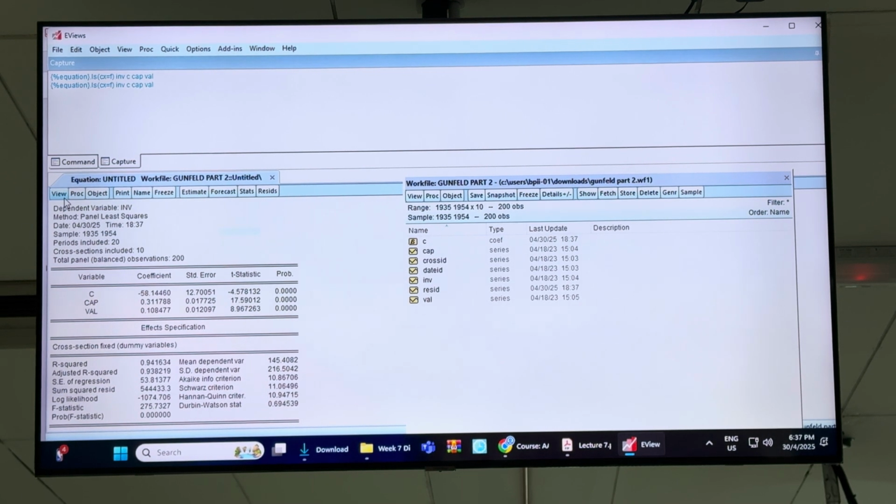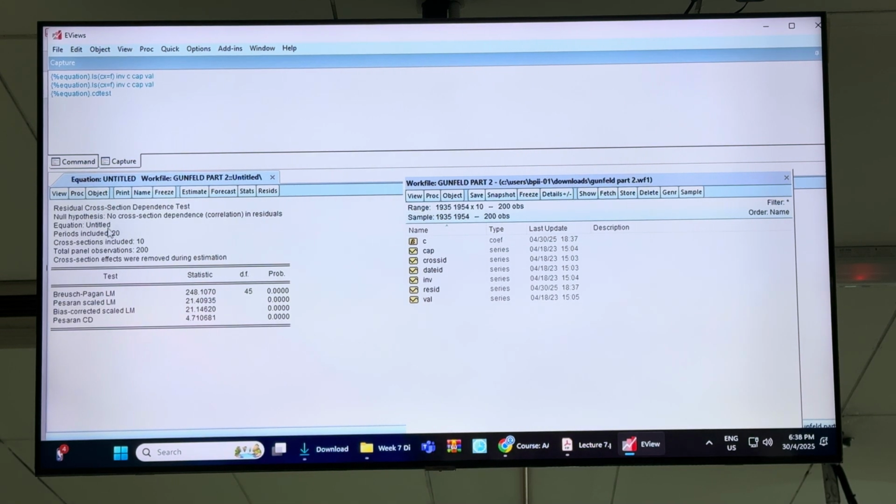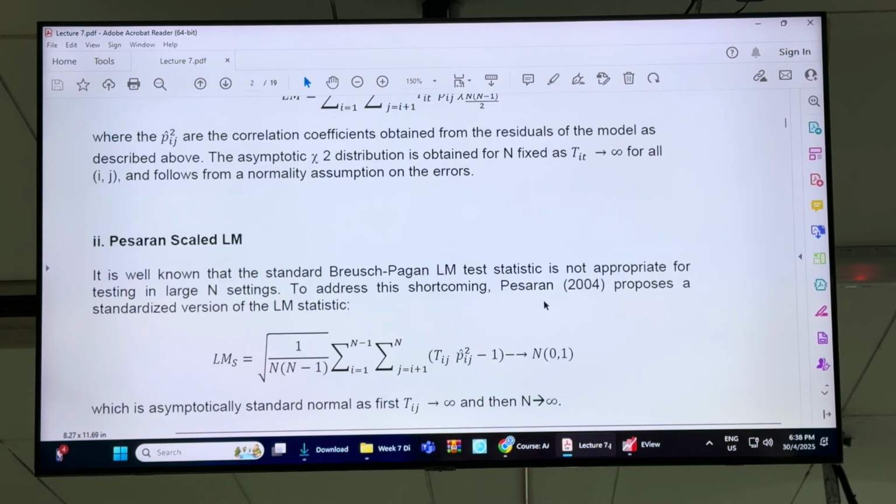So I go to view, I go to diagnostic for the residue diagnostic. Do you see this cross-section dependence test? You click on it, yeah, this is the result. So after you estimate, you click OK. Then it's time for us to diagnose this model. I want to see whether there is a cross dependence or not, because my hypothesis, where's my hypothesis already?